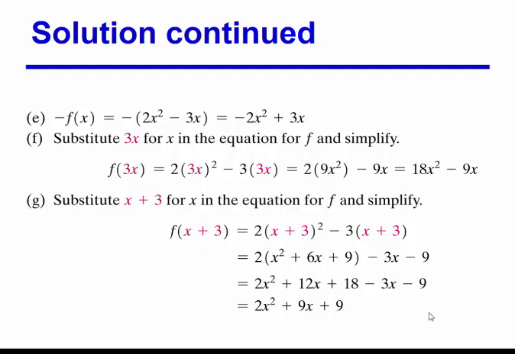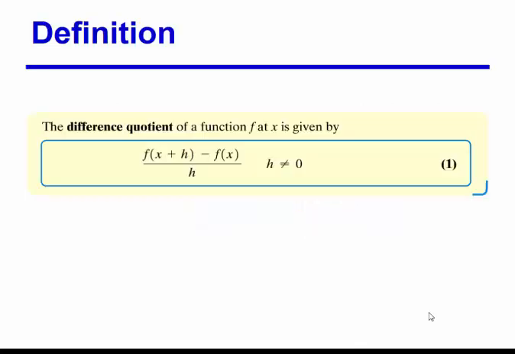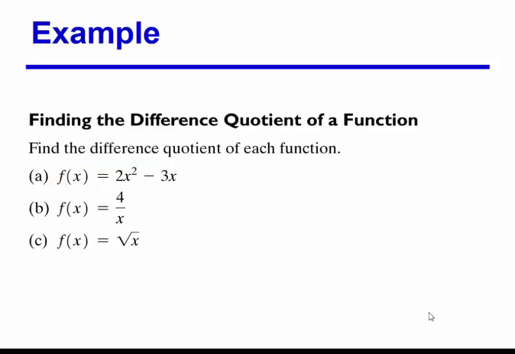The next thing we're going to do is find the difference quotient of a function. So the difference quotient of a function f at x is given by f of x plus h minus f of x over h, when h does not equal 0. For those of you who are going to move on to calculus, this is going to become familiar. So we're going to find the difference quotient of each function.